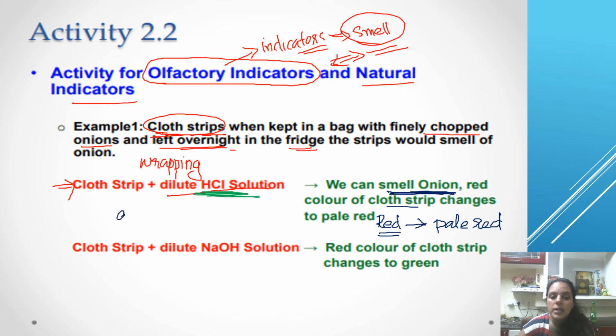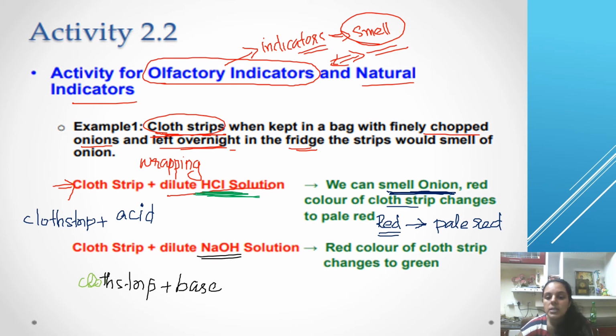Similarly, here I am adding acid to the cloth strip. Now I am going to add a base. I'm going to add a base to the cloth strip, that is, sodium hydroxide solution, which is a base. And what happens here? The red color just changes to green color.